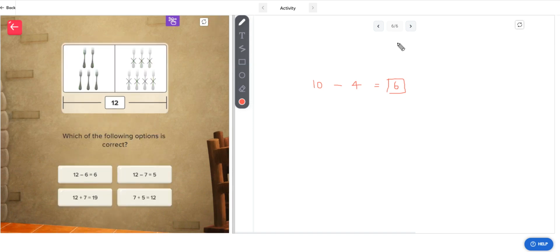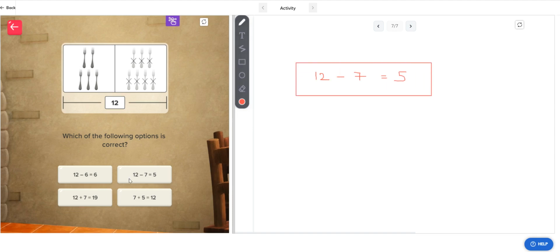Now, in the next screen, we have forks, right? How many forks do I have in total? 1, 2, 3, 4, 5, 6, 7, 8, 9, 10, 11, and 12, correct? How many are being crossed out? 3, 4, 5, 6, and 7. 12 minus 7. How many are left after I cross out 7? 1, 2, 3, 4, and 5. That means 12 minus 7 gives me a 5.